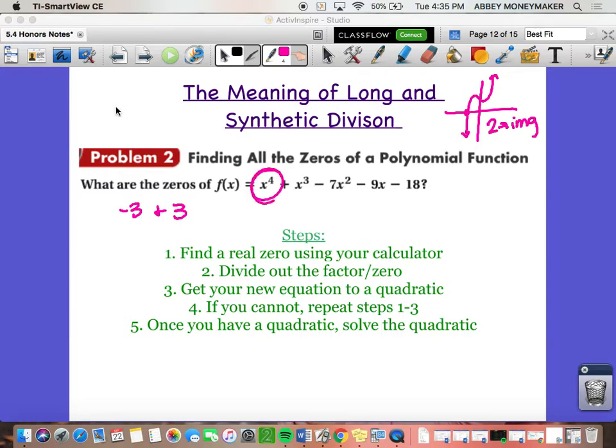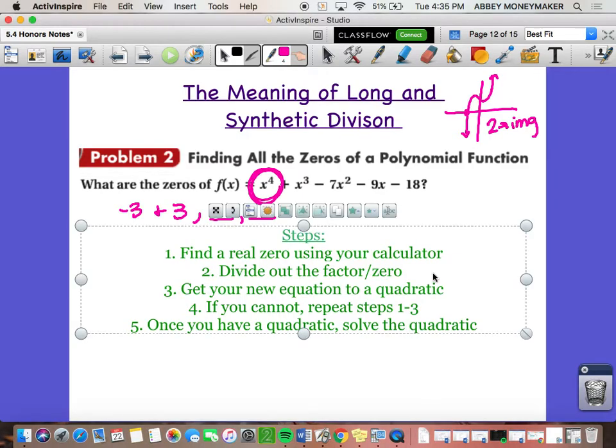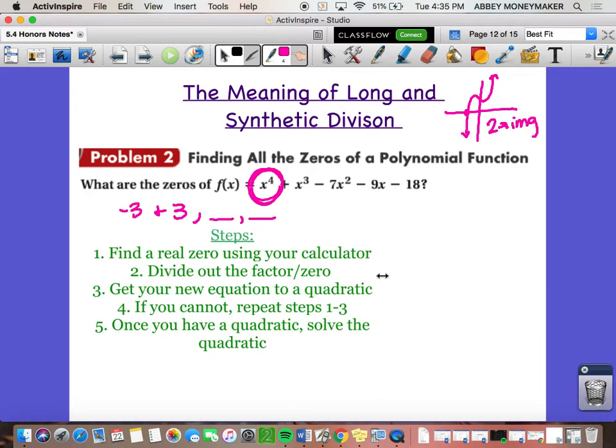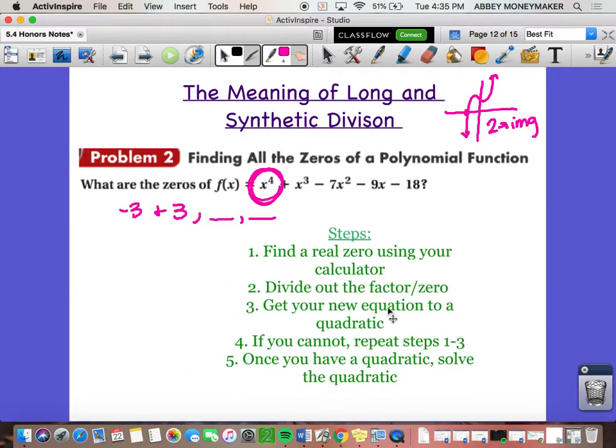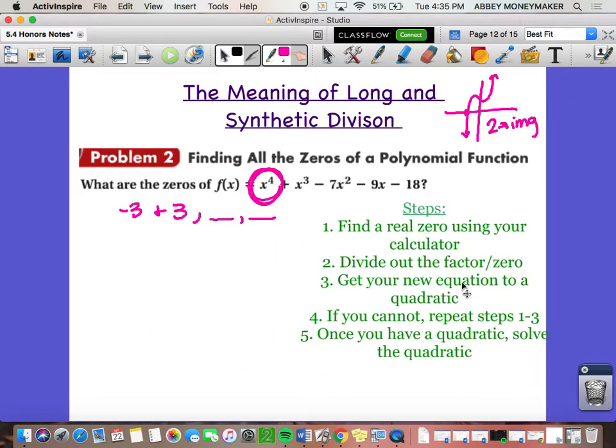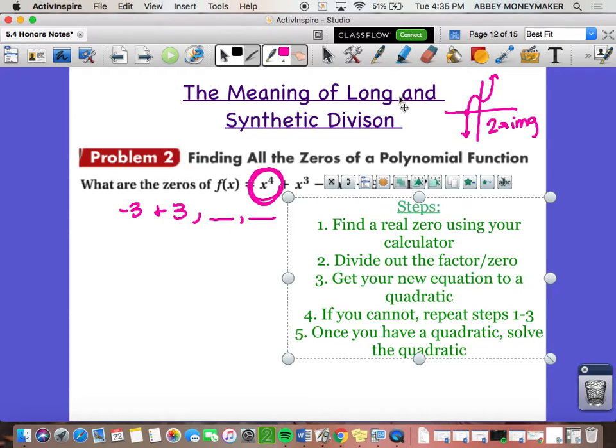But we know, due to the fundamental theorem of algebra, I should have 4 solutions. So what do I know about those other 2 solutions? They are imaginary. So what we're going to do is we are going to synthetically divide out negative 3 and positive 3 in order to get this down to a quadratic so we can solve with the quadratic formula. So let me move my steps over here so we can keep up with the work.